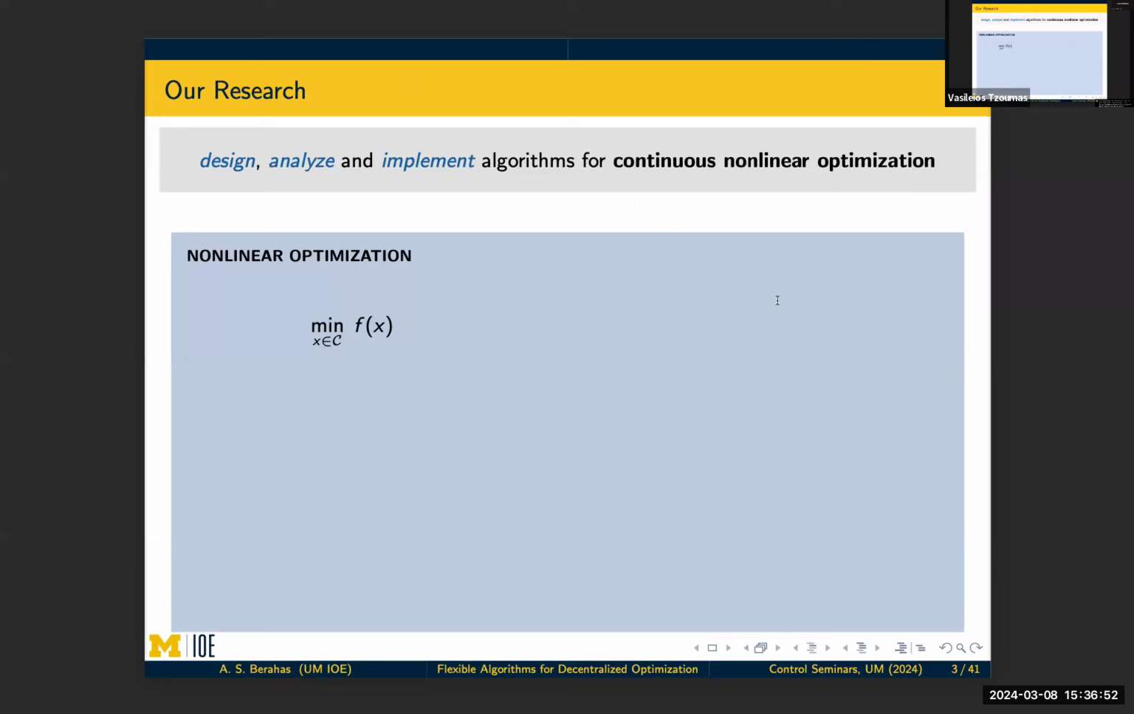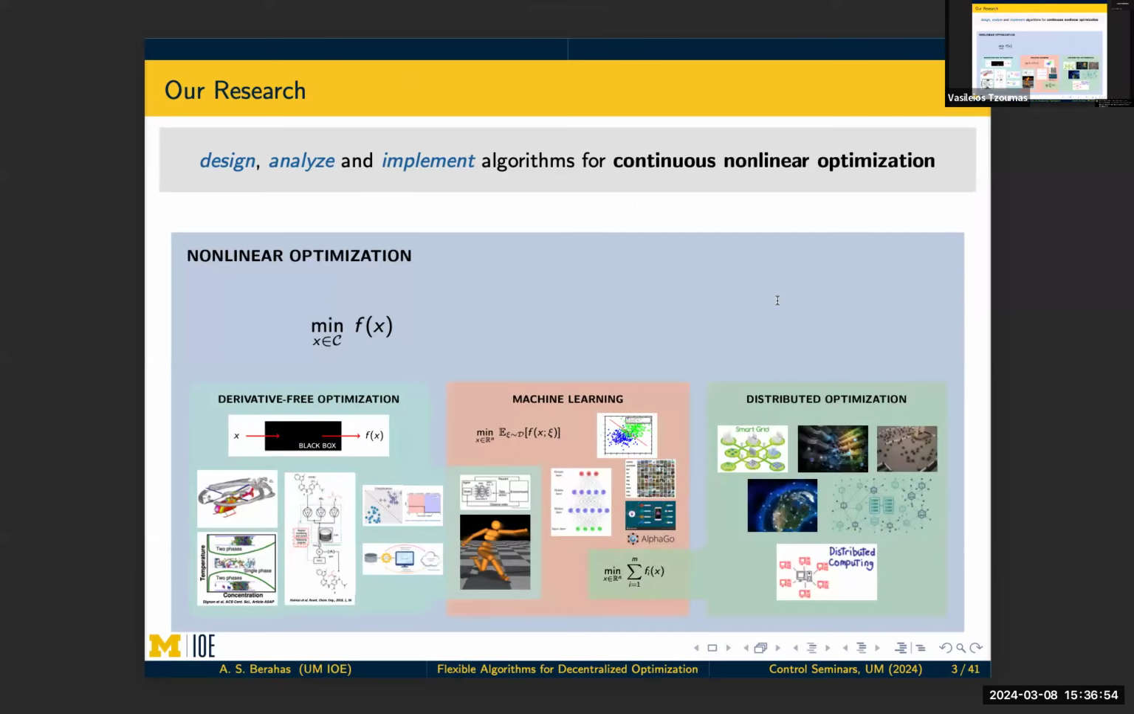Now, why do I care about this problem? Well, because it arises in a lot of cool applications and methodological areas like derivative-free optimization, which was a lot of my focus in my PhD. Machine learning, we all know that optimization is a pillar of the success stories of machine learning. And then distributed optimization, and this really should not say distributed optimization, it should say decentralized optimization, but this is an old slide.